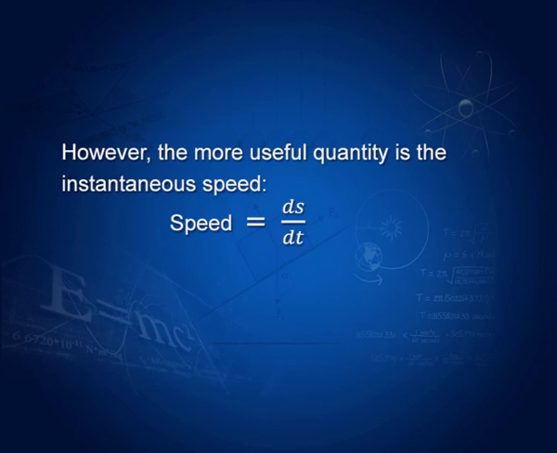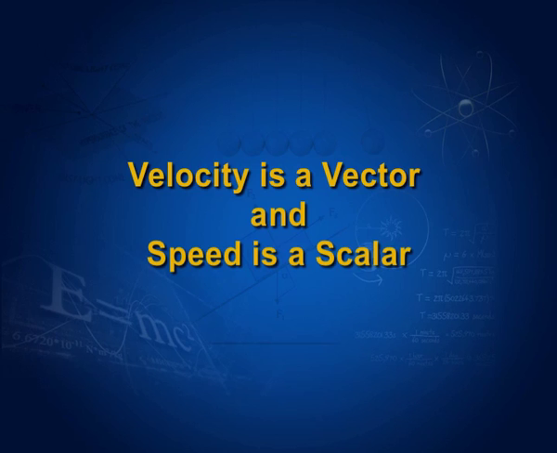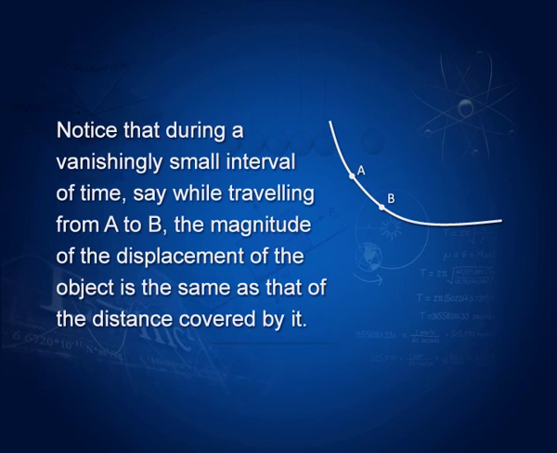And you can see ds is not a vector, it is a scalar, it is the distance travelled, length covered, and therefore speed is a scalar. Velocity is a vector, speed is a scalar. What is the relation between these two? It is very important, because many times students are confused.